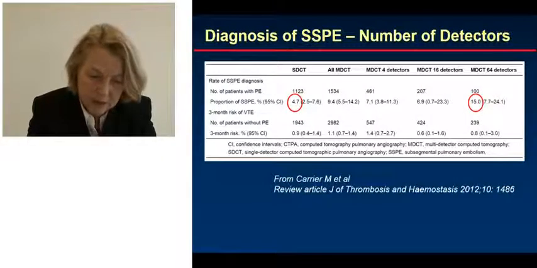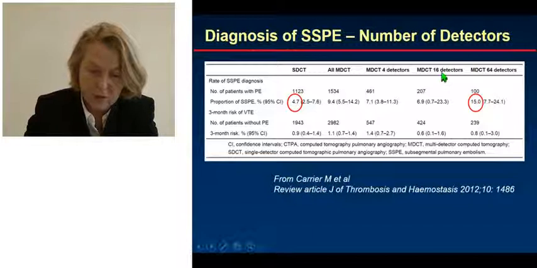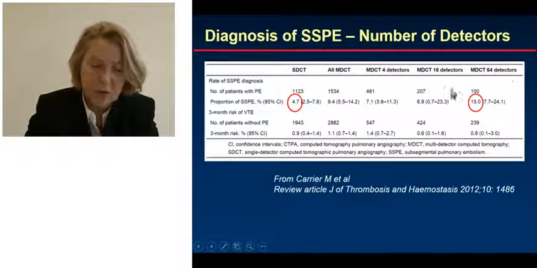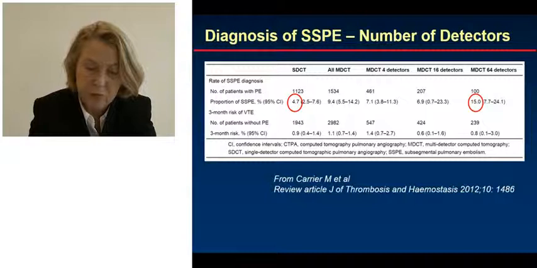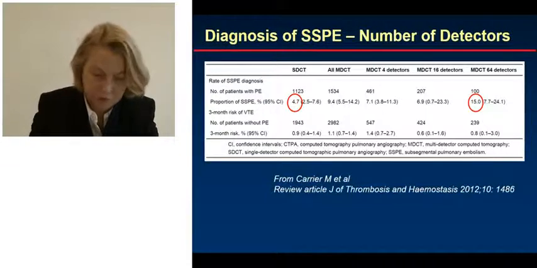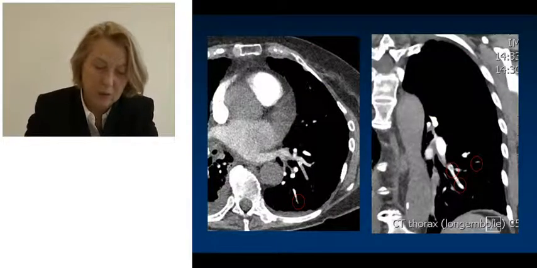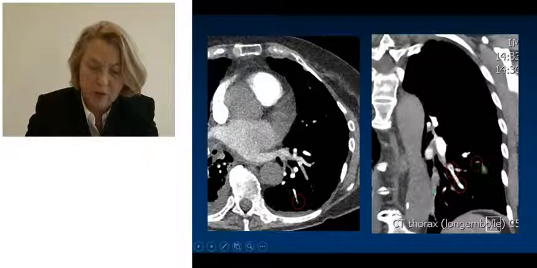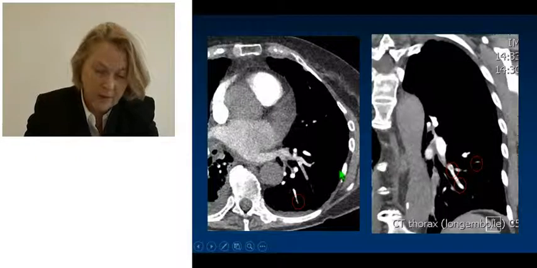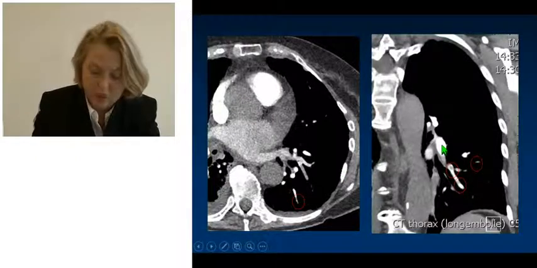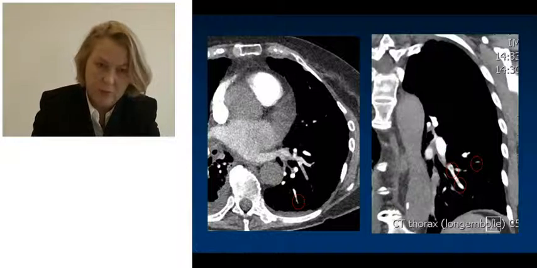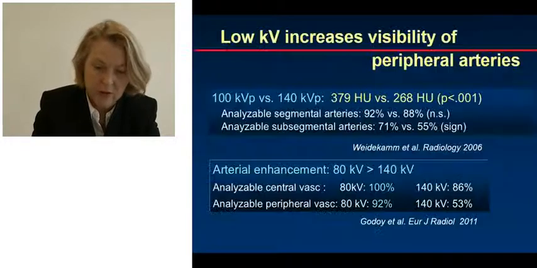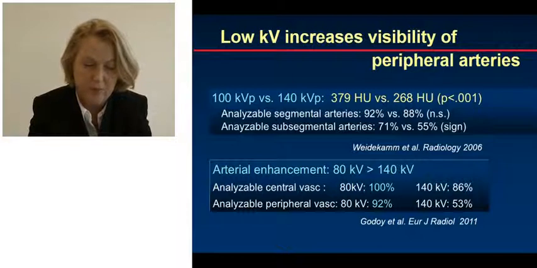Going from single slice scanners to 4 detector scanners, 16 detector rows or 64 detector rows, there has been reported an increased percentage of isolated subsegmental pulmonary emboli going from 4.7% to 15% due to the increased spatial resolution. Another image example showing here in the axial view and in the coronal view some small intravascular defects, and I can only encourage you not only to look at the axial slices but also at the coronal slices or sagittal slices to make sure that you are diagnosing and talking about a true intravascular defect in these small peripheral arteries.